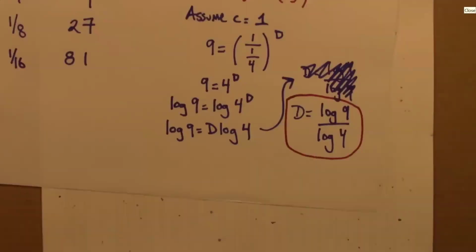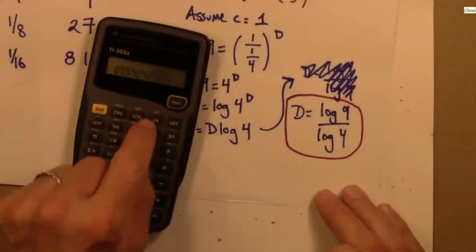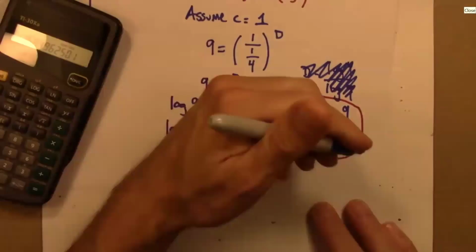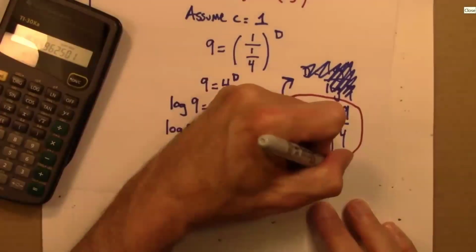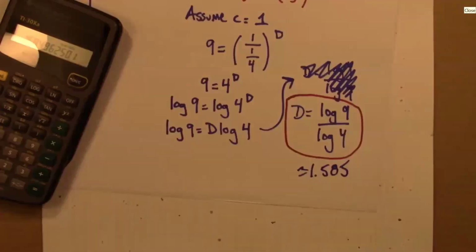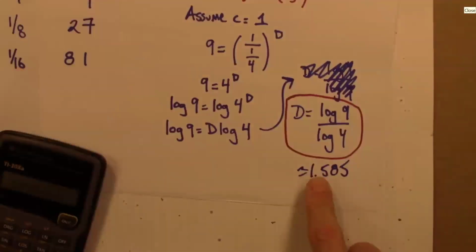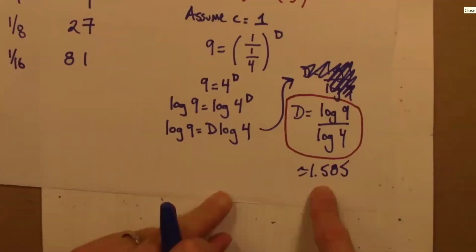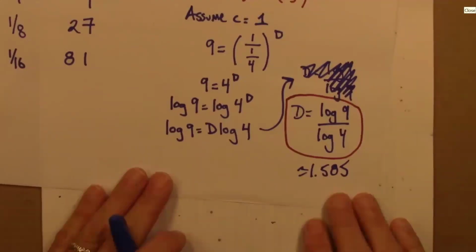We come up with a numerical value using a calculator: 1.585. You see, previously also we got 1.585. So it matches. Both methods are working. This is the same number we got as the self-similarity dimension for this triangle. Let's review how we did that.